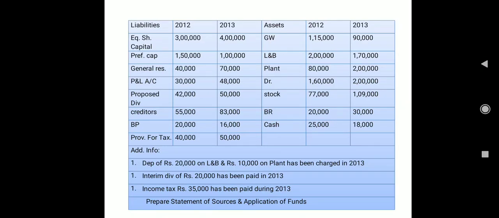Okay, next item, profit and loss account. So in your fund from operation only we have learned profit and loss account we need. Okay, the net profit, that is 48,000 minus 30,000, 18,000 amount to calculate fund from operation. Clear? Now the next item, proposed dividend.